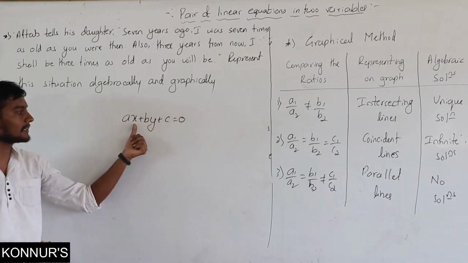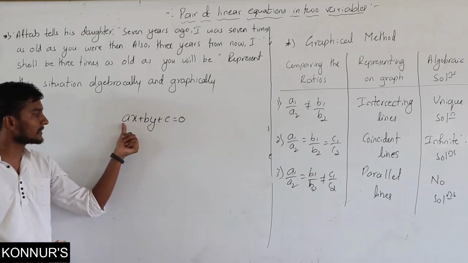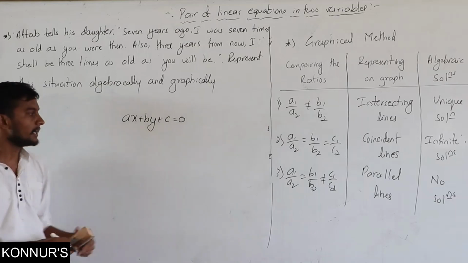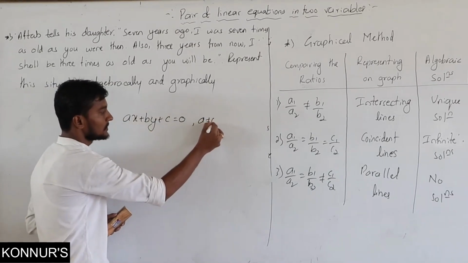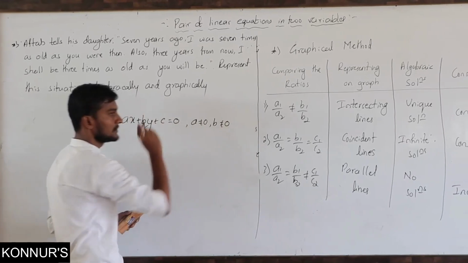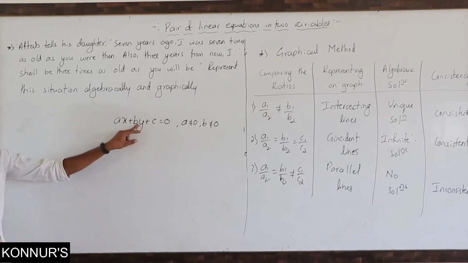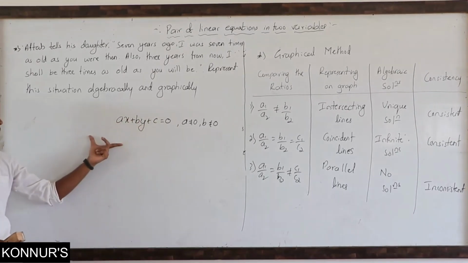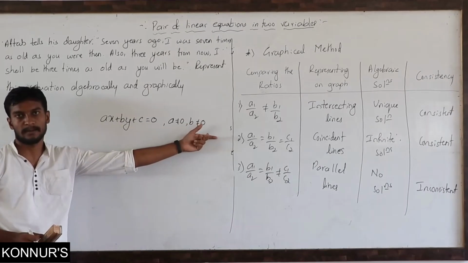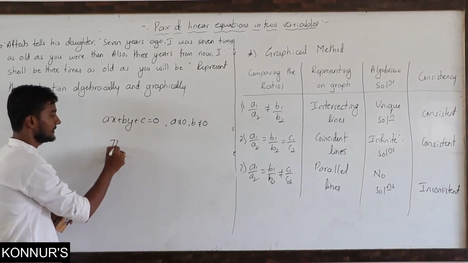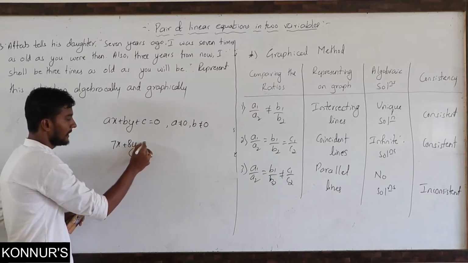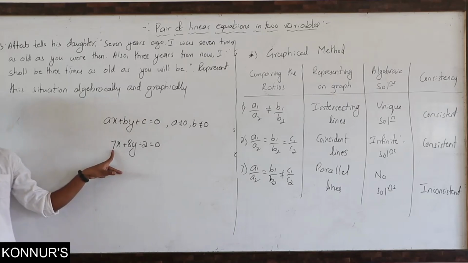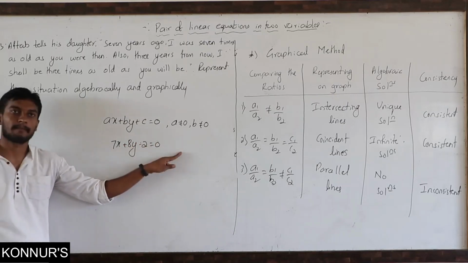Here the two variables are x and y, and a, b and c are real numbers, known as constants. Here a is not equal to 0, and b is not equal to 0. So a and b must not be equal to 0. c may be 0, but a and b must not be equal to 0. Those are called linear equations in two variables. The example for this is 7x plus 8y minus 2 is equal to 0. It is one of the examples for a linear equation in two variables.